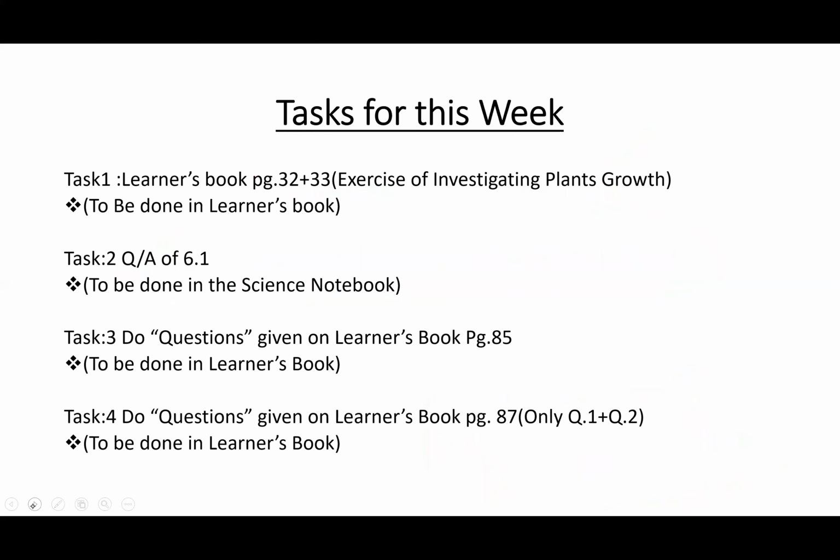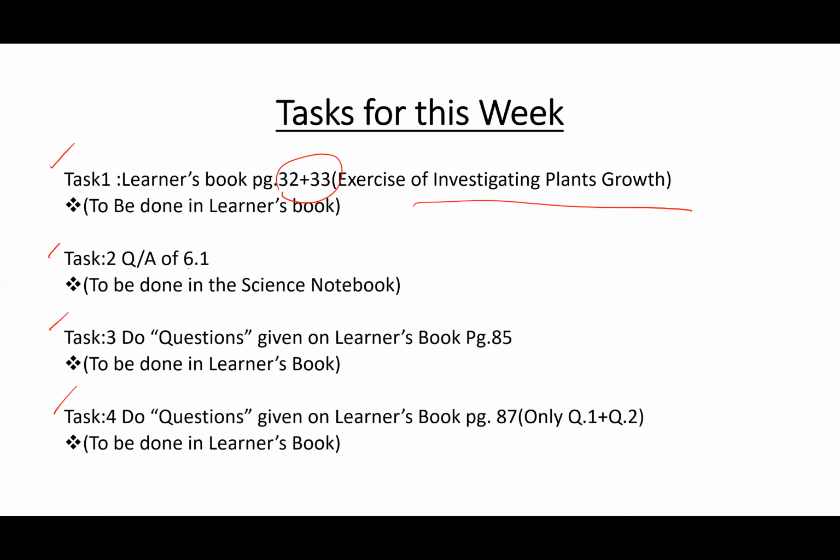Now comes your task for this week. You're going to do 4 tasks, inshallah, for this week. First task is you're going to do the exercise of the chapter we just read, Investigating Plants Growth. This exercise is there on page number 32 and 33 of your learner's book. You're going to do this work in your learner's book. No need to use the notebook for it. And it's very easy. You just read it, you have all the concepts, but still if you have any problem, you can anytime get back to me, no problem, through the email.